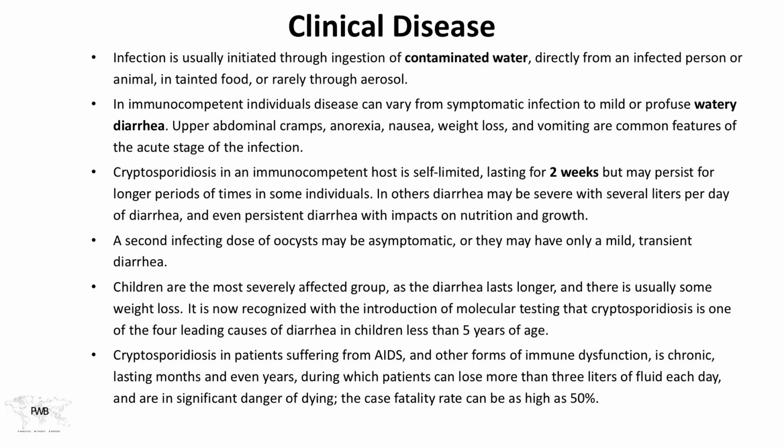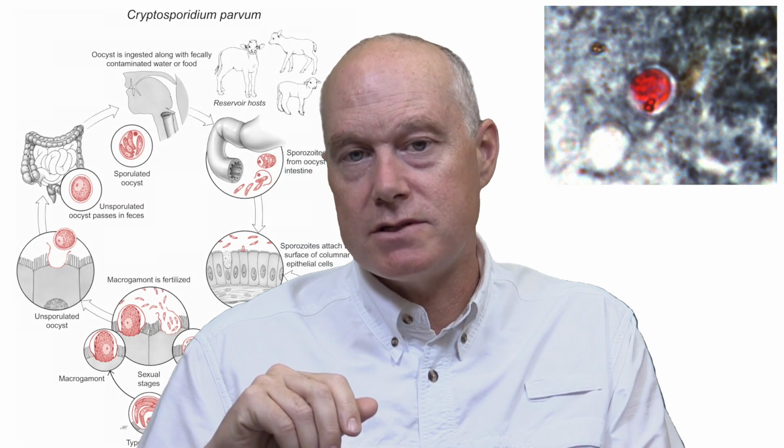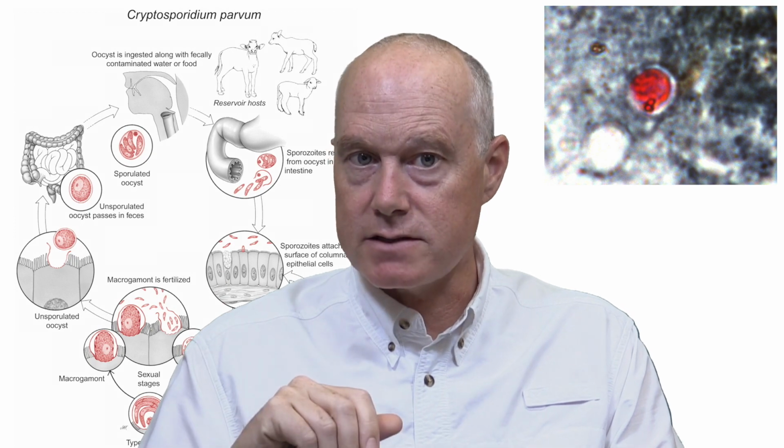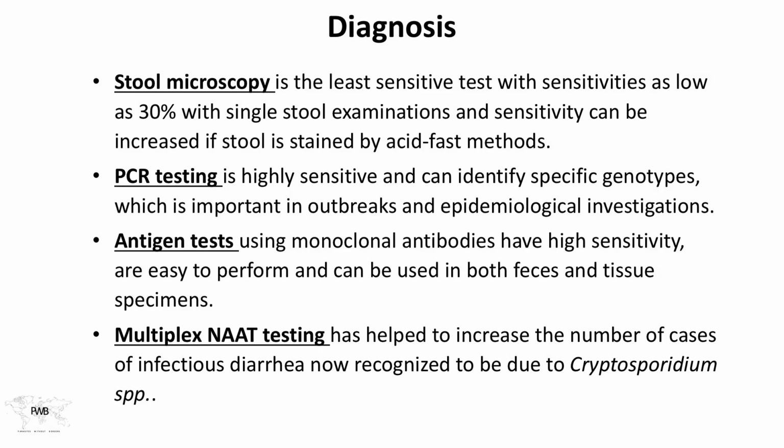Now, cryptosporidiosis in patients suffering from AIDS and other forms of immune dysfunction is classically chronic, lasts for months, even years, during which patients can lose several liters of fluid each day. There is a significant risk of mortality, and the case fatality rate in some of these series has been as high as 50%. Now, how do we diagnose it when it comes to our attention and we suspect this? Stool microscopy, PCR, antigen testing, and multiplex NAT testing.